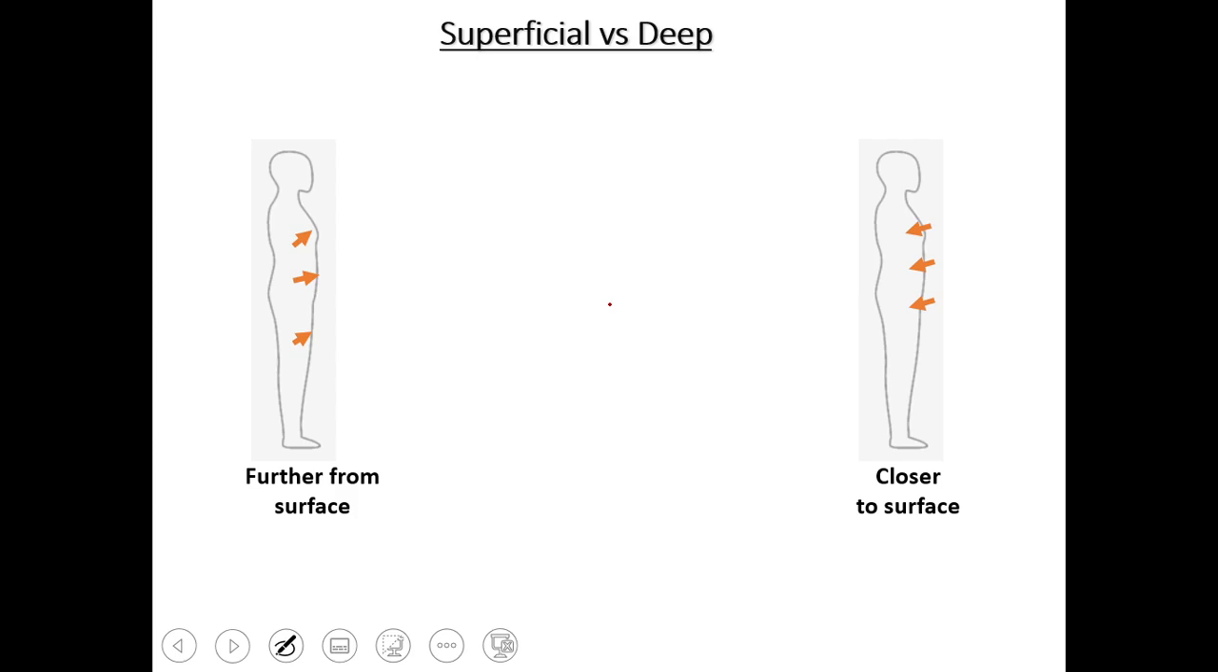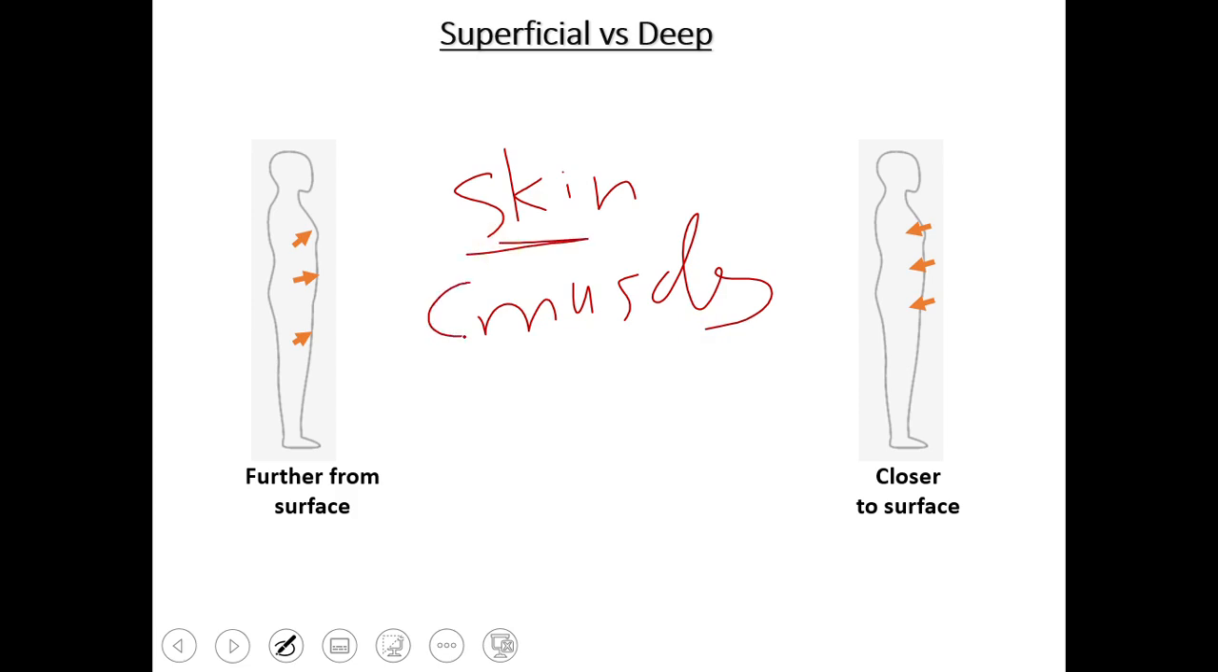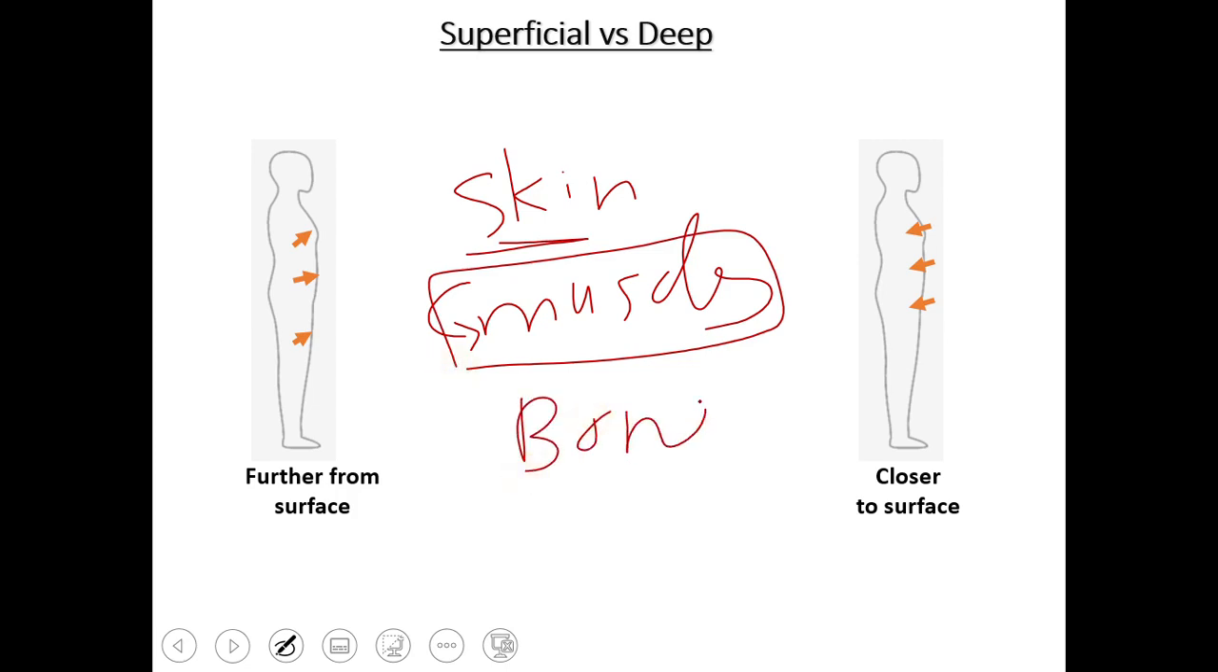Superficial versus deep. Superficial means closer to the surface, closer to the skin. Deep means farther from the surface. Like, let's describe the relationship between our skin and muscles. Of course, the skin is superficial to the muscles. Or you can say the muscles are deep to the skin. How about the relation between muscles and bones? Muscles are superficial to the bones, or you can say bones are deep to the muscles.